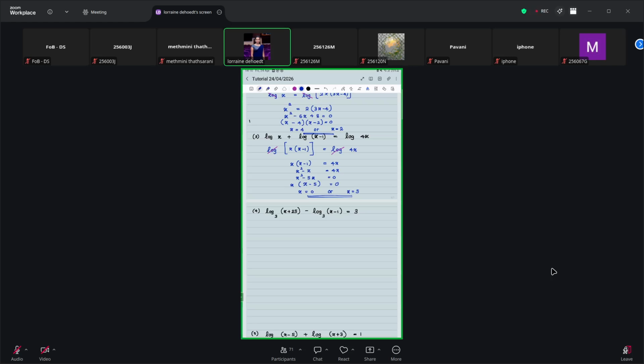Can we divide? No, you can't divide it by x because we don't know whether x can be equal to 0.